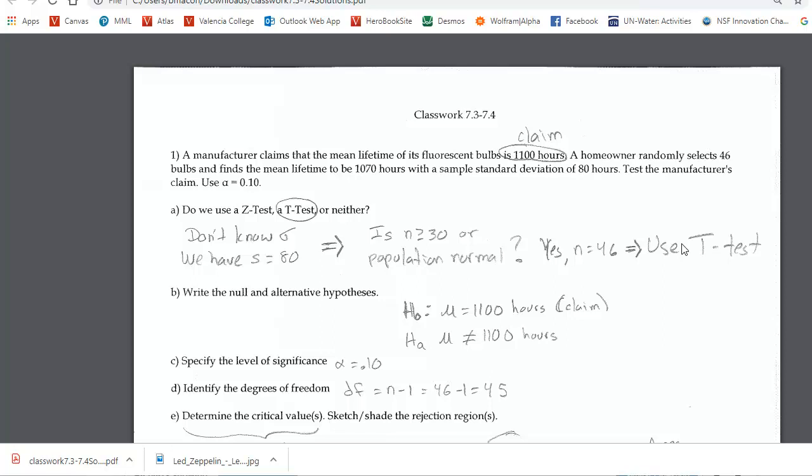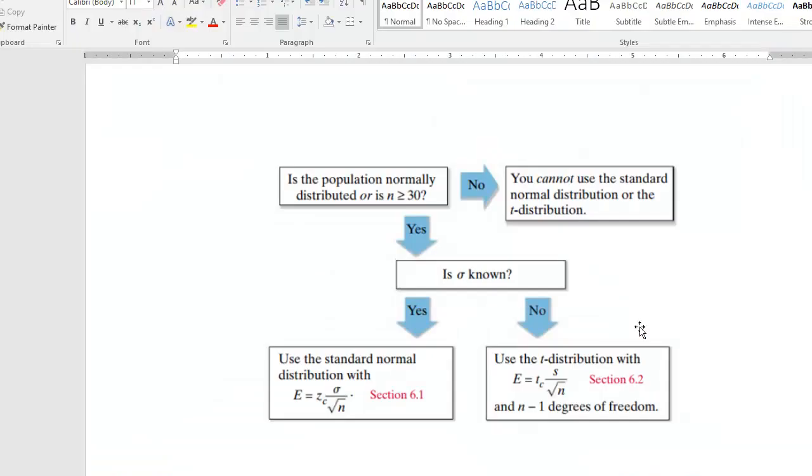In this video, I want to discuss how to calculate a t-test using StatCrunch. First of all, just as a refresher, typically we have a flow chart that we go through to determine whether we're doing a z-test or a t-test, whether we use a standard normal distribution or a t-distribution.